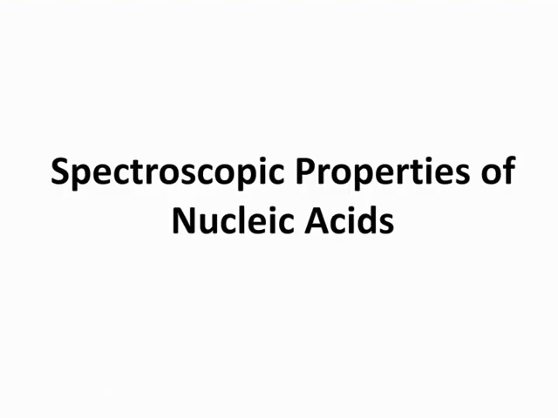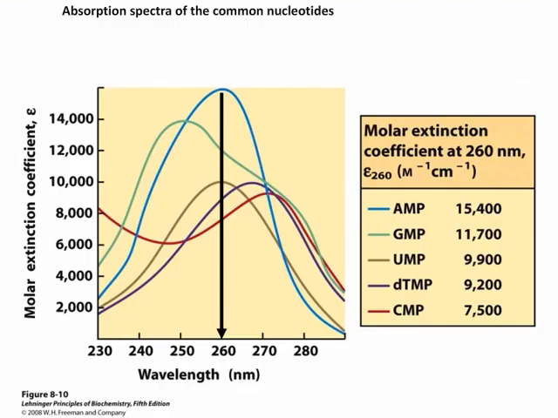So this is finally getting back to the learning objective. So learning objective 10 is understanding the various spectroscopic properties of nucleic acids. So this is showing the absorption spectra of the common nucleotides. So the key point from here is just knowing that the absorption peak is at 260 nanometers.